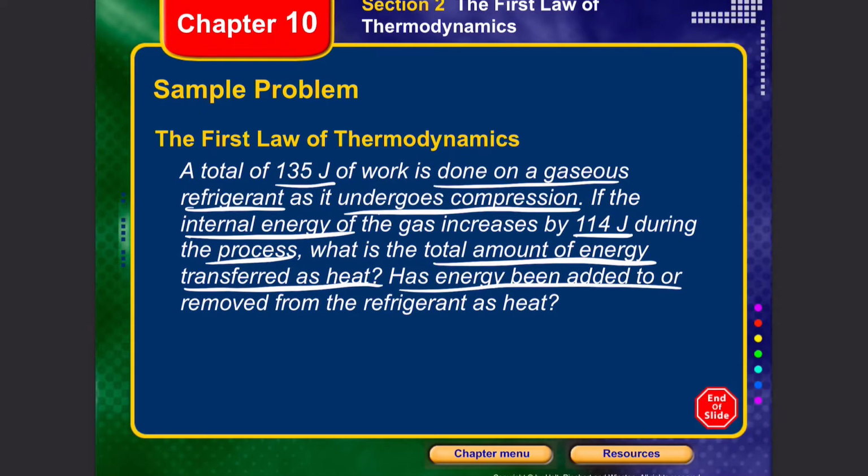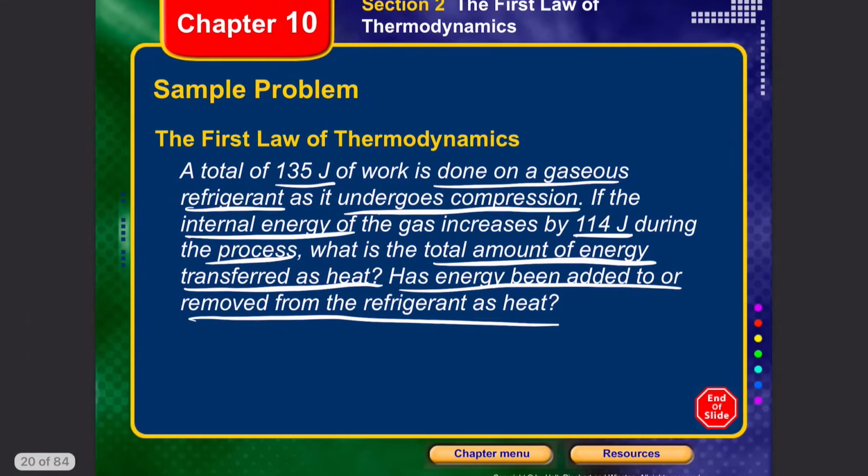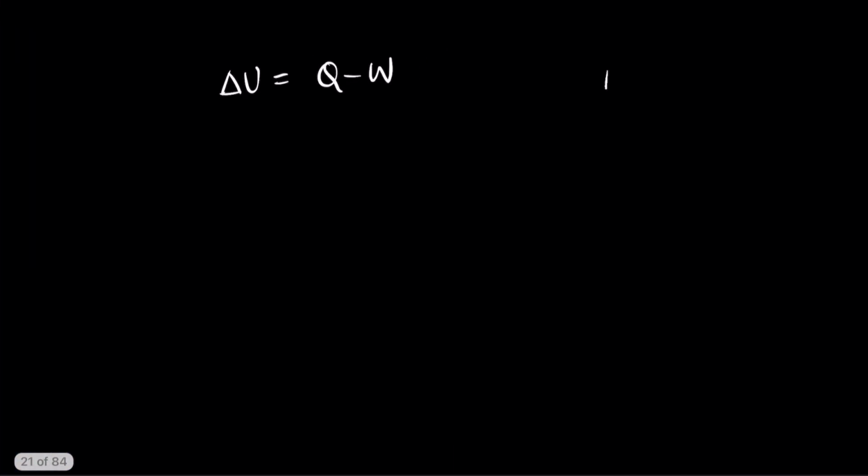Has energy been added to or removed from the refrigerant as heat? Now, let's take into consideration the internal energy. The formula is Q minus W. The first thing to remember is that it is undergoing a compression. Under compression, we know that work is less than 0 because the work is done on the system, which means the work here is negative.